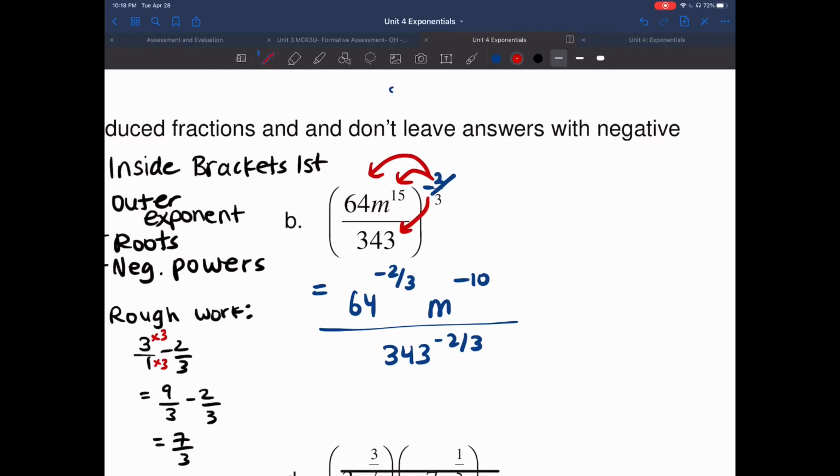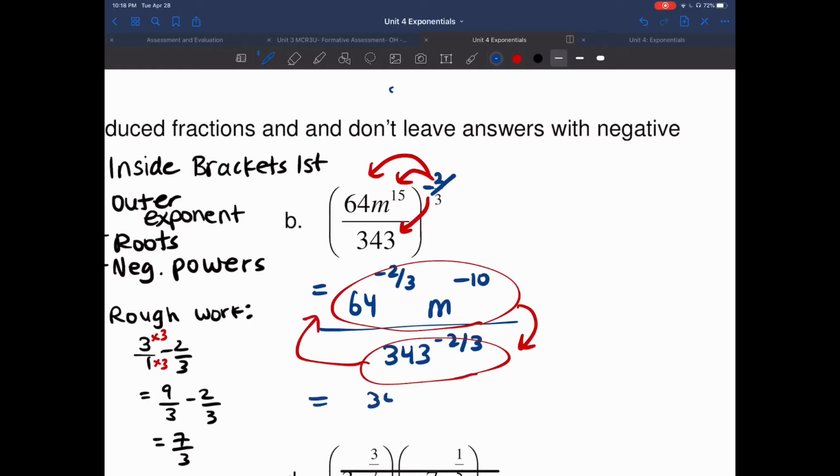So I'm noticing that all of these are negative exponents, so I'm going to bring those to the denominator, and bring all of that to the numerator. And as a next line, I will get 343 to the exponent 2 over 3 divided by 64, 2 to the exponent 3, and m to the 10.